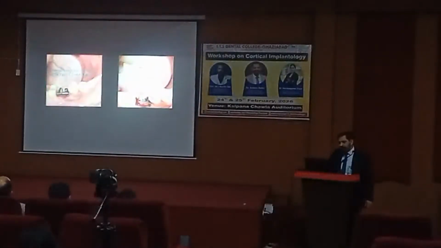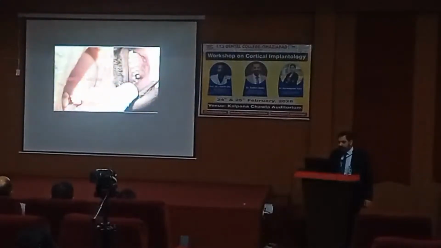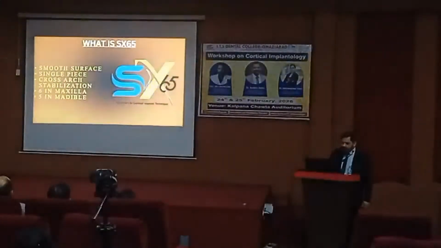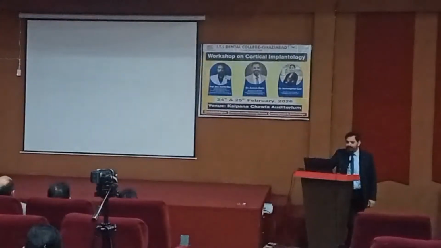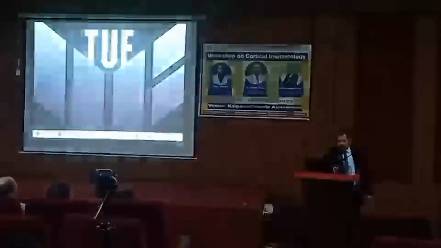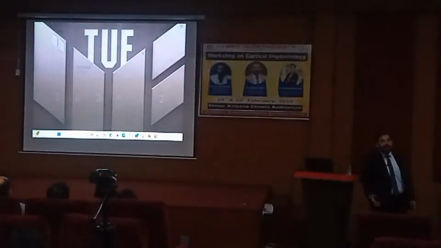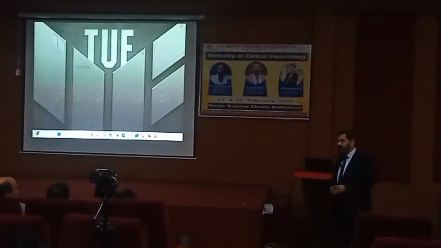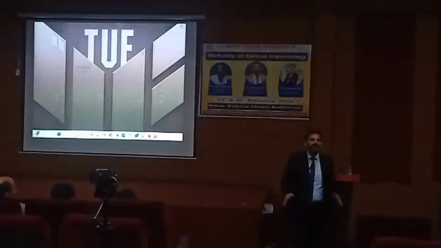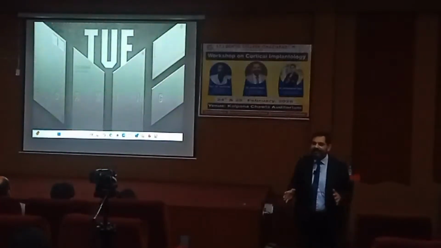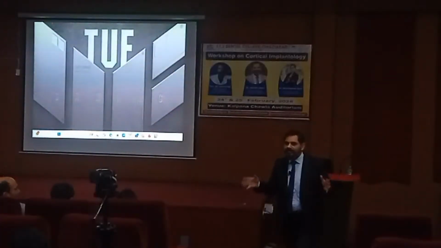Before that, we put the 1.5 mm wire, finished it, trimmed it, okay. Later on you can take an impression. Okay, prosthetic part we'll cover tomorrow. So this is what we do in our SX65: smooth surface, single piece, cross stabilization with 6 maxilla, 5 mandible. So this is the meaning of SX65, with the locations, with the cortical implants, with all the basic things. Understood? Any query? We are going to do all this today, okay.